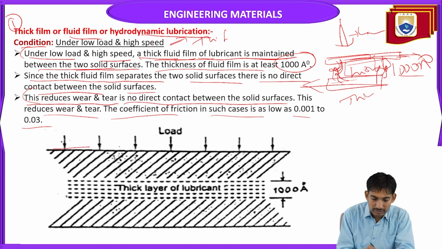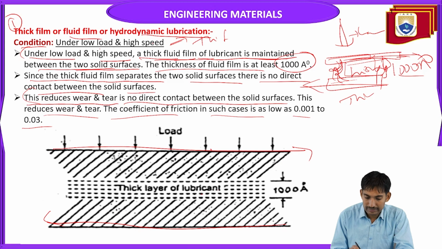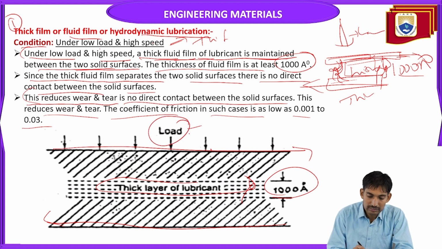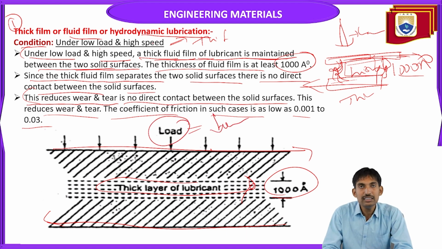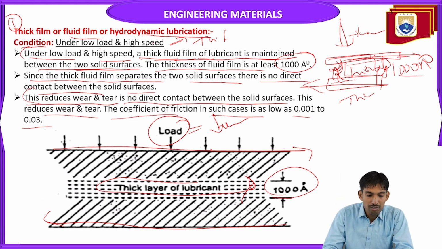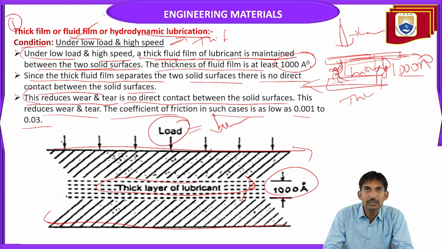This is one moving surface, and on it we have applied the lubricating oil. A thick layer will be formed, that is a 1000 angstrom thick film. At what conditions does it work? At low load and high speed conditions, this mechanism is followed, that is thick film or fluid film or hydrodynamic lubrication. The thick film should be more than 1000 angstroms.